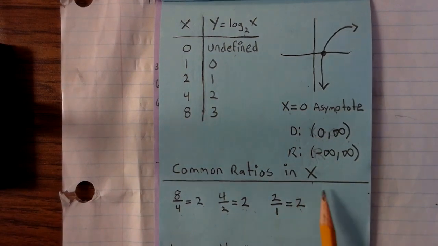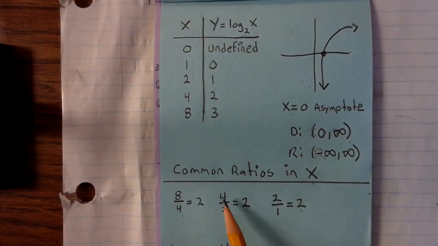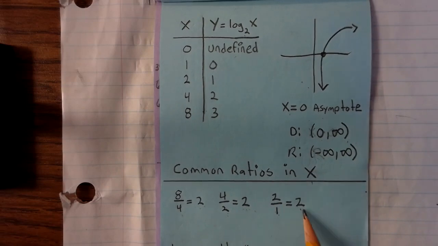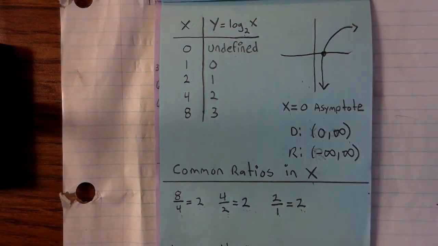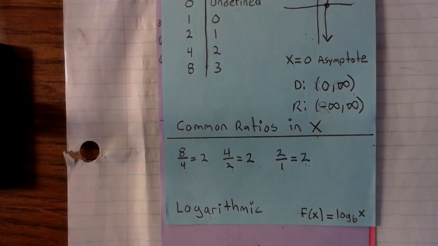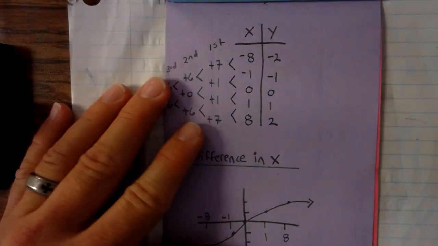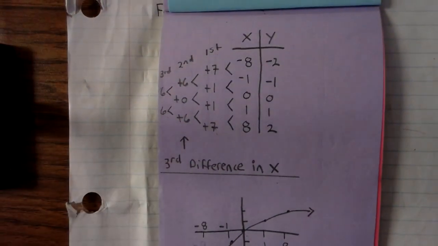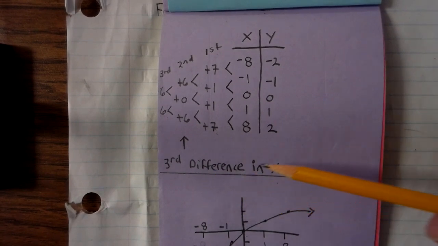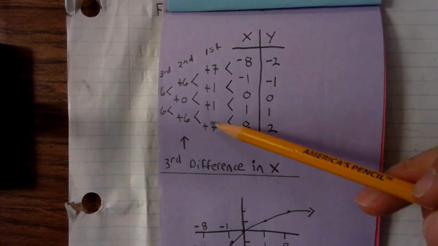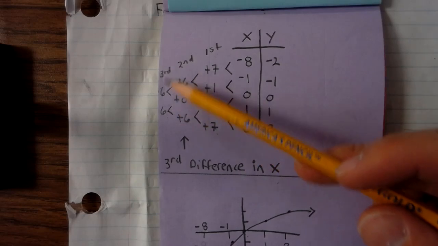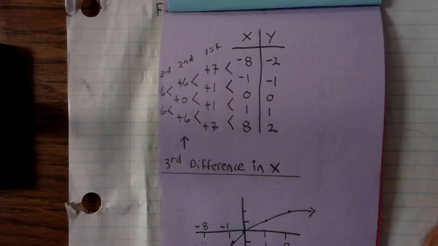And then they have common ratios next. So 8 divided by 4 is 2, 4 divided by 2 is 2, 2 divided by 1 is 2. And that's the logarithmic function f of x equals log base b of x. All right, so now let's look at cube root. Now in this case, we have the third difference in x, meaning the difference of the x values, you'll get the same difference on the third, okay?